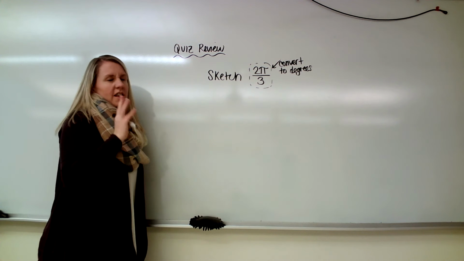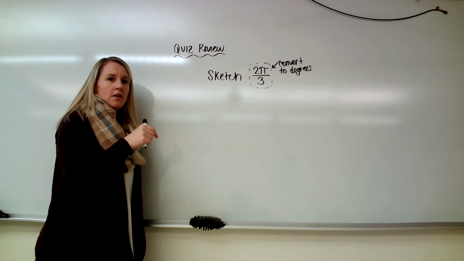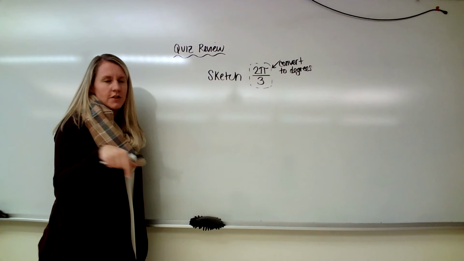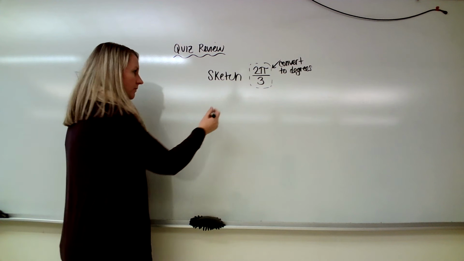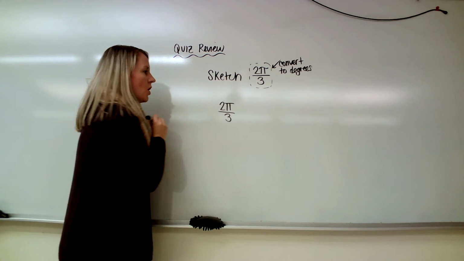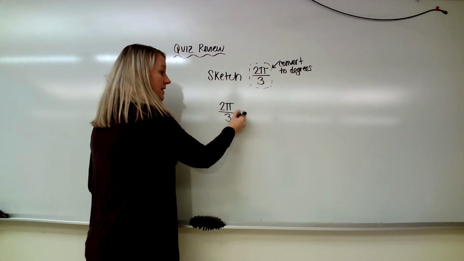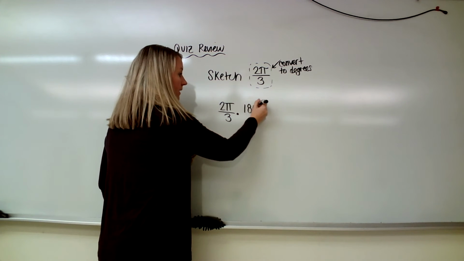And on the little assessment, if I want you to convert, I'll probably say sketch this angle, and then I'll just say reminder, convert to degrees. So just little things like that. I'll try to give you a little heads up. But to convert, take 2 pi over 3. We're going to multiply. It's the same fraction, but you have to flip it. So it's 180 over pi.